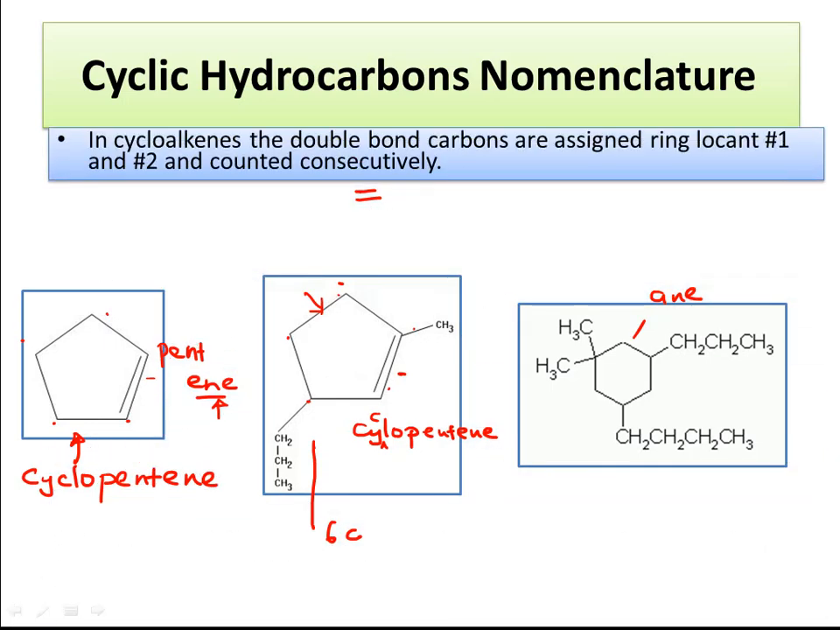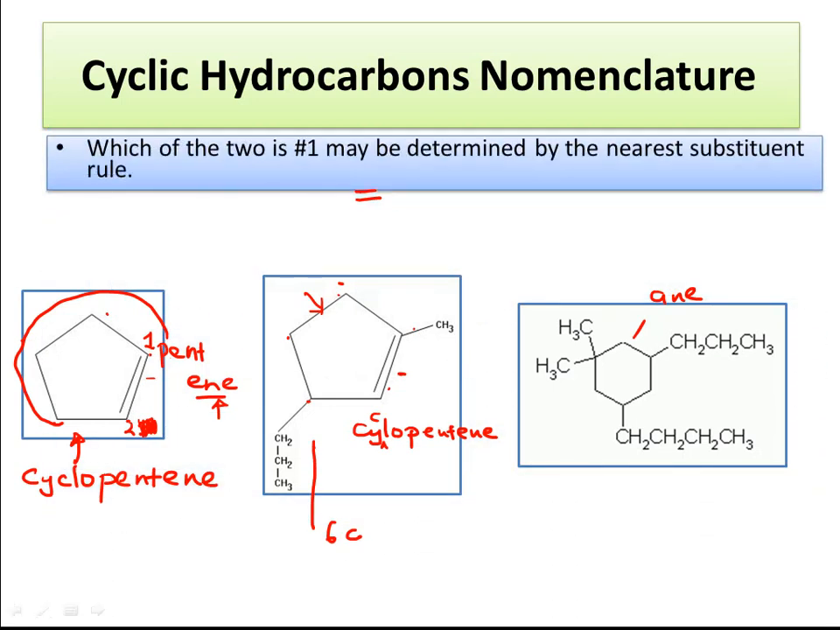So like I said, in cycloalkenes, the double bond is always assigned locate number 1 and 2. So they must be numbered consecutively. If I decide this is my first carbon, this is going to be my second carbon, because I can't have this as a first carbon and count that way and end up with this one as a fifth carbon. No, we have to number them consecutively. And like I said, by default, the first carbon will always be the one that has the double bond.